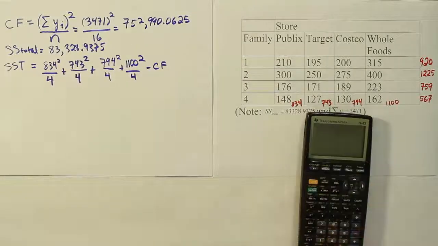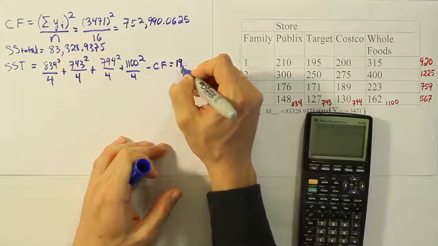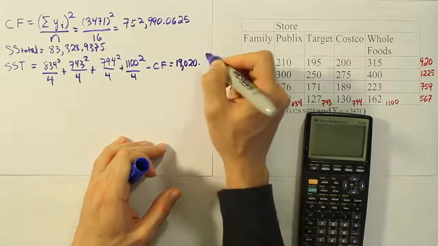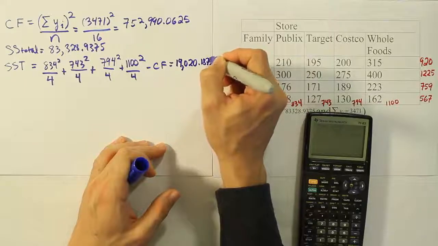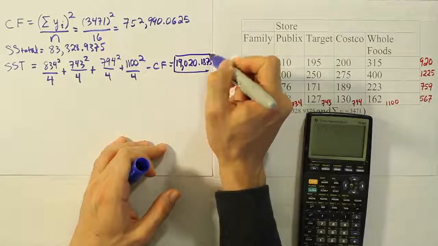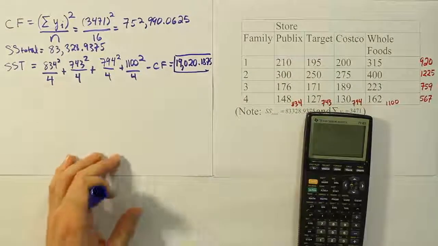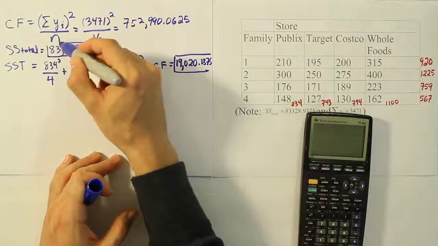19,020.1875. Okay, so that's our, sorry, not our correction factor, our sum of squares for treatment. So we've got our sum of squares for total, our sum of squares for treatment. Next step is to get sum of squares for blocks.